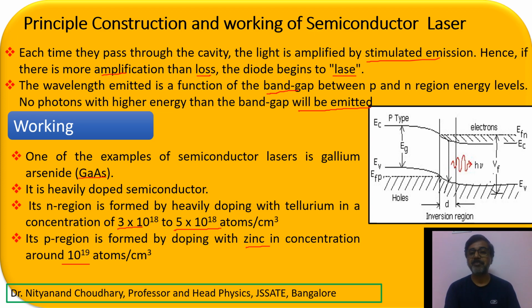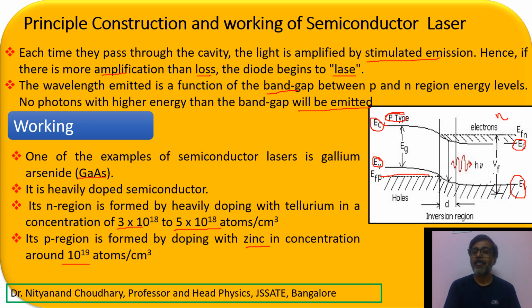Now you see this diagram. This is your left hand side, this is your P region, that is your P type. Here you see this is the conduction band of your P region, and this is the valence band of your P region. And now you see we have so heavily doped that Fermi energy has come inside your valence band on the P side. Similarly, the right hand side is your N side. Here you have the conduction band for the N type semiconductor, and here you have your valence band.